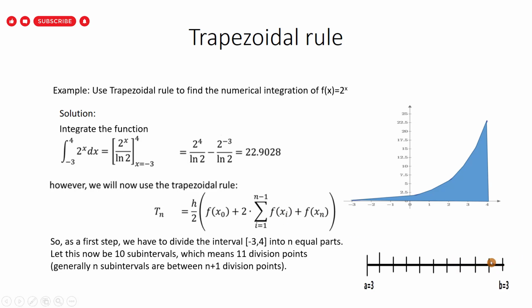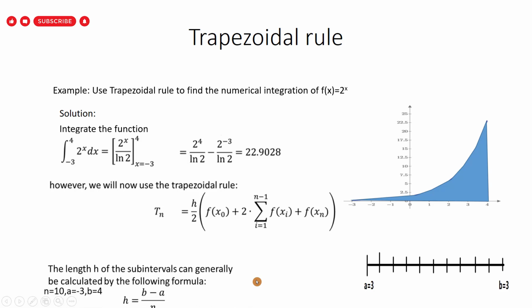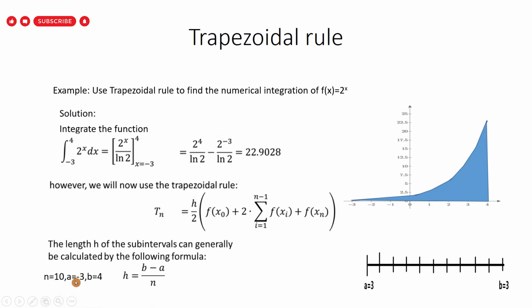That is the division point, and between division points we have a subinterval. N equal to 10, a equal to -3, b equal to 4. Let's find the length of the subintervals. Just replace the variables with the values: b minus a over n equals 4 minus -3, over 10, equal to 0.7. 0.7 is the distance between division points, or the length of the subintervals.